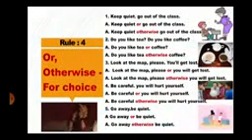Now students, let us see the fourth rule of conjunction. Or otherwise. It is used when there is a choice in the sentence. Like for example, first one, keep quiet or go out of the class. There is a choice in the sentence. Either you keep quiet or go out of the class. So at that time you can use conjunction or otherwise when there is a choice in the sentence.